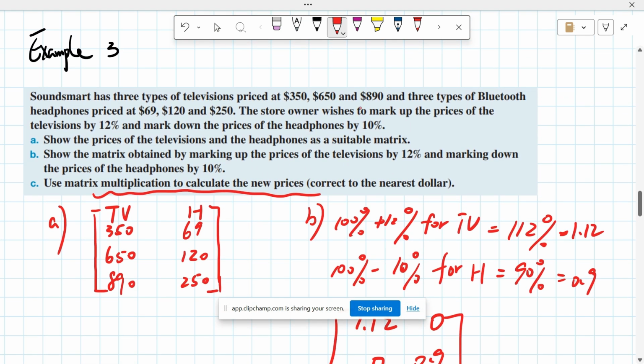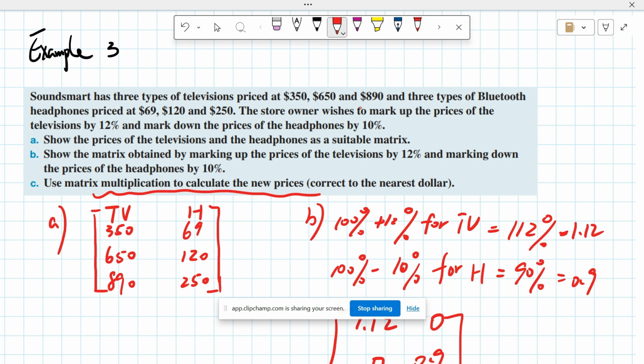If you have an application question to do, you will be using matrices. For example, this one: you have 3 types of televisions priced at 350, 650 and 890, and 3 types of Bluetooth headphones priced at 69, 120 and 250. The store owner wishes to mark up the price of the televisions by 12% and mark down the headphones by 10%. Show the new prices of televisions and headphones using matrices.